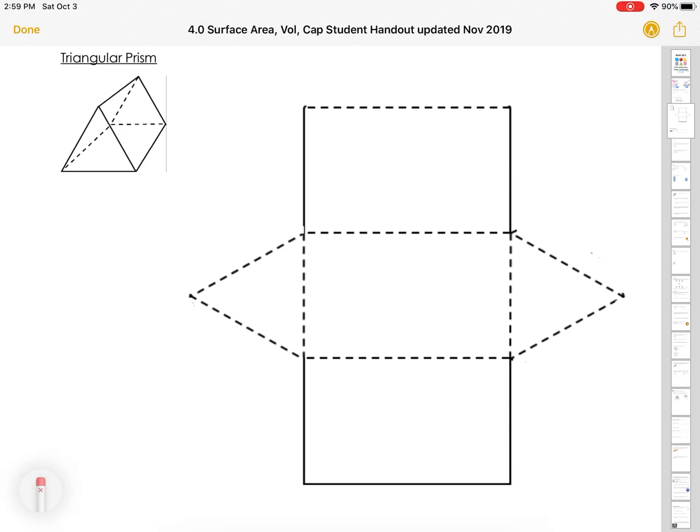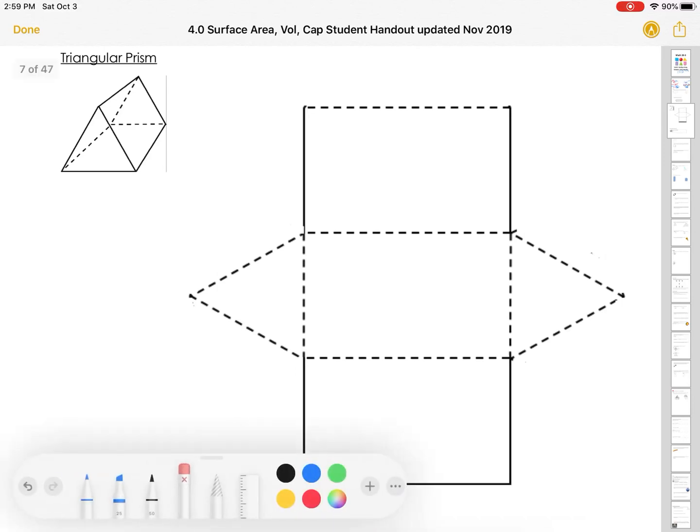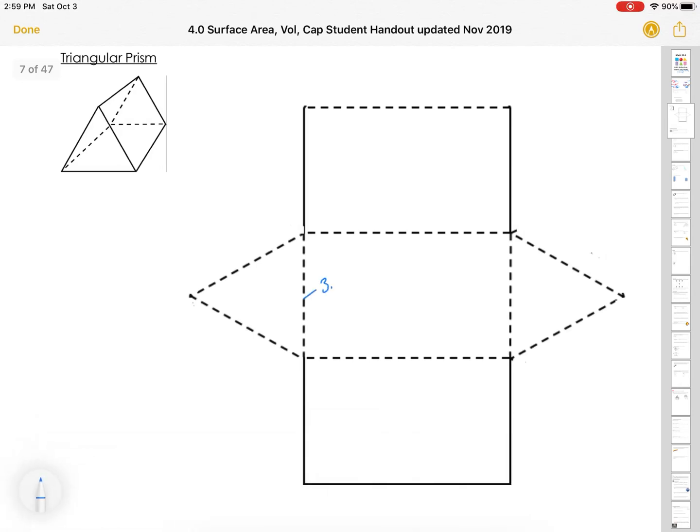Now this triangle is an equilateral triangle. So they are all the same because this side is 3.5. This side is 3.5, and this side is 3.5. So that means if this side's 3.5, so is this one, and so is this one. So we know that measurement. This measurement is 5.9, so we're adding that in.